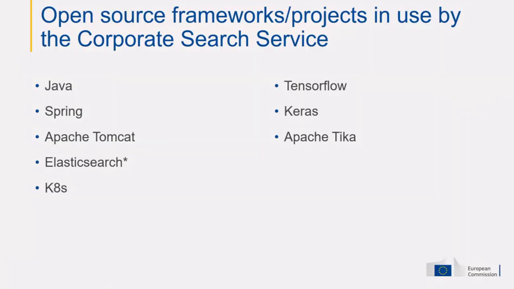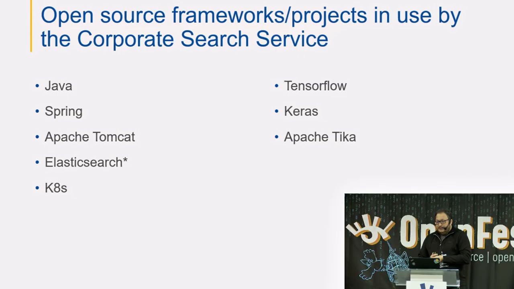The open source projects used in the corporate search service: the platform is Java and Spring on top of it. The application server we use is Apache Tomcat. Elasticsearch is the latest search engine that we use. I put a star because recently Elastic's open source model changed a bit, and it's not 100% open source, but still can be classified like that. Our infrastructure is now running on Kubernetes. Our machine learning models and data enrichment services are using TensorFlow and Keras. And we are doing some content manipulation with Apache Tika. So we're heavily dependent on open source technologies, at the moment only as users.